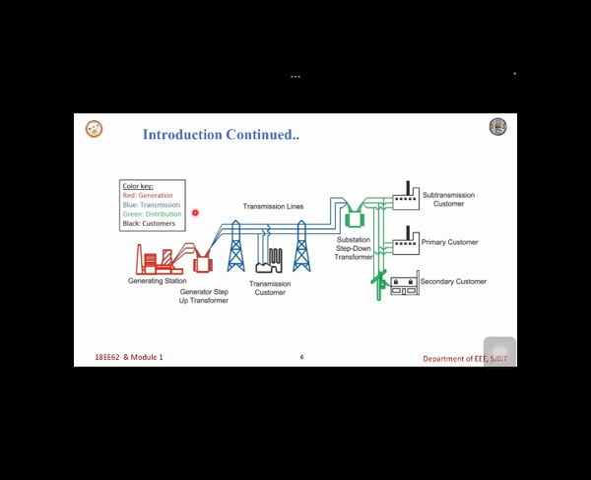So let us see the structure of the power system. As you are seeing here, the red means generation. Generation is there, so we are generating the power. After generating the power, it is stepped to 11 kV for example.